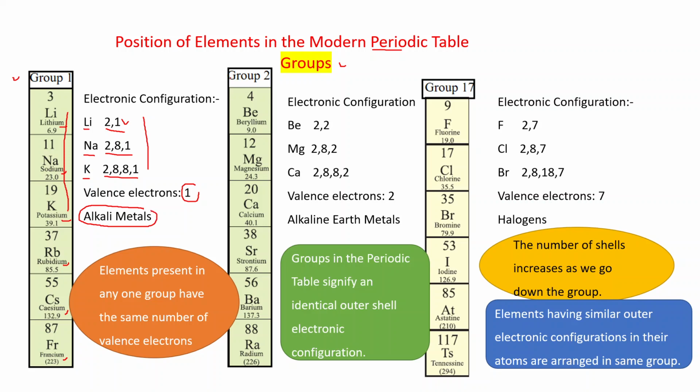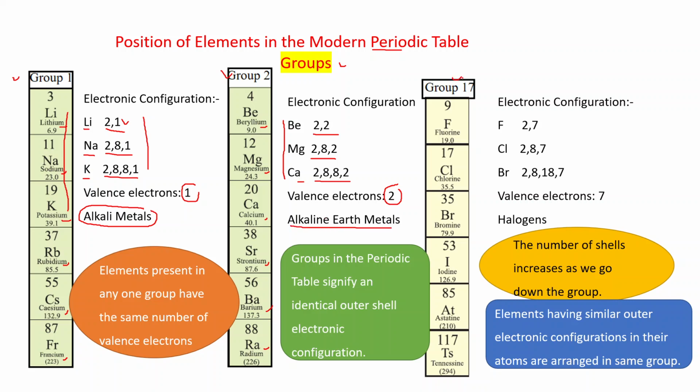Now again see group 2 elements: beryllium, magnesium, calcium, strontium, barium and radium. Write the electronic configuration of the first 3 elements. Beryllium: 2, 2. Magnesium: 2, 8, 2. Calcium: 2, 8, 8, 2. Again observe the number of valence electrons, that is electrons present in the outermost shell. These are 2. And group 2 elements are known as alkaline earth metals.